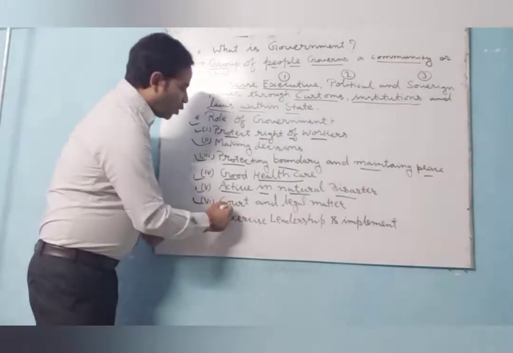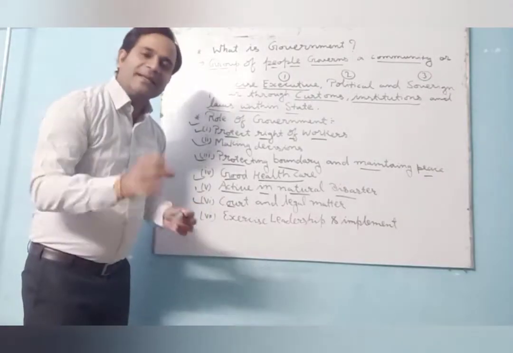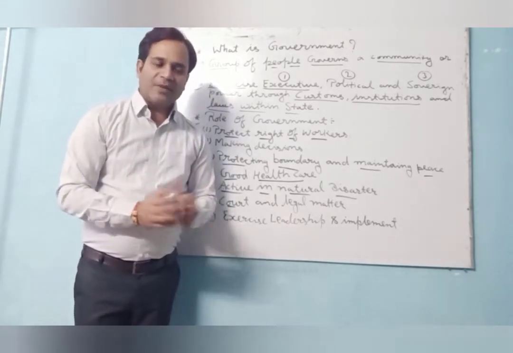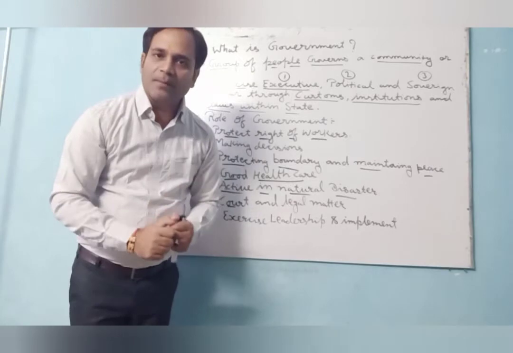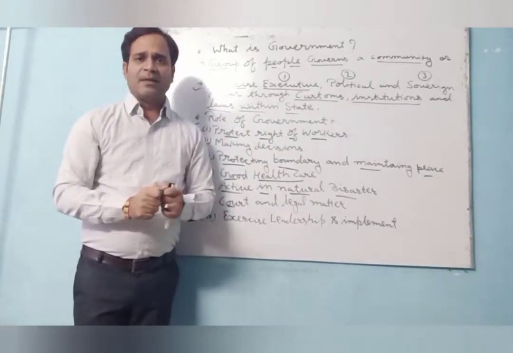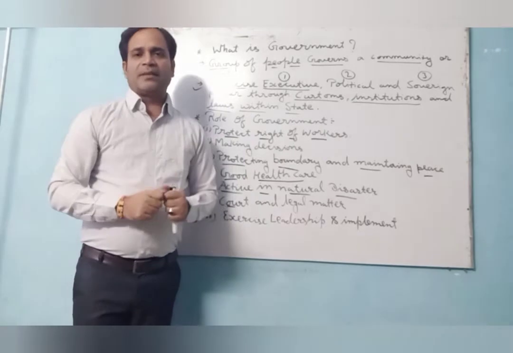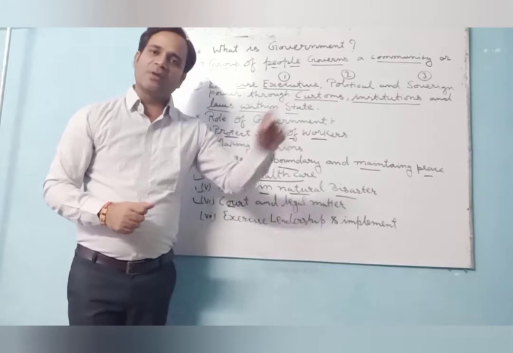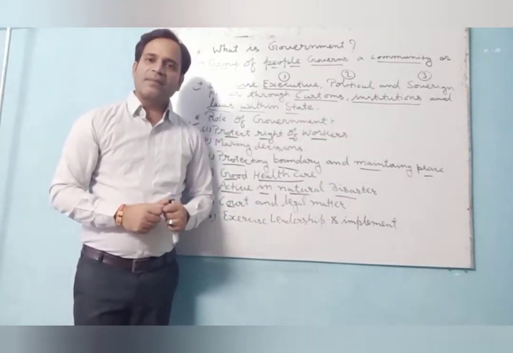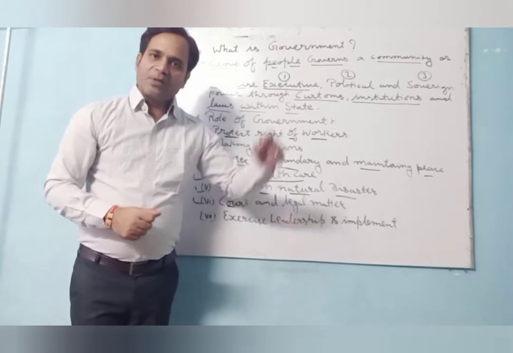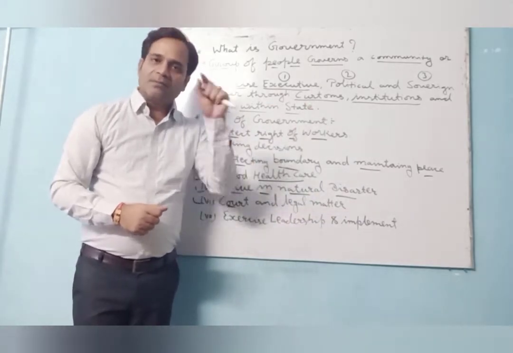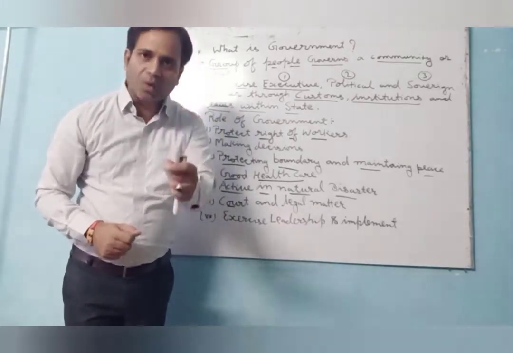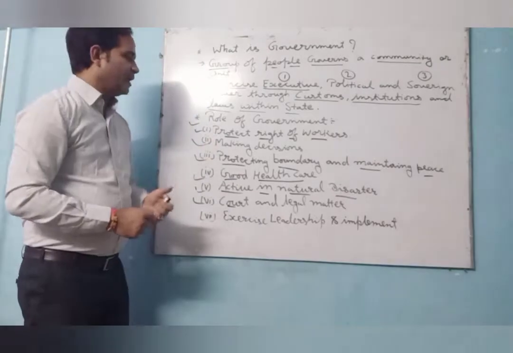Sixth one is court and legal matters. Whatever the legal or court matter, if the weaker section of society feels any type of problem, then at that time the government takes action and protects the weaker section of society, either the people from scheduled castes and scheduled tribes, as well as people who belong to minorities. The government takes action there. This is a very important and sole duty of government.